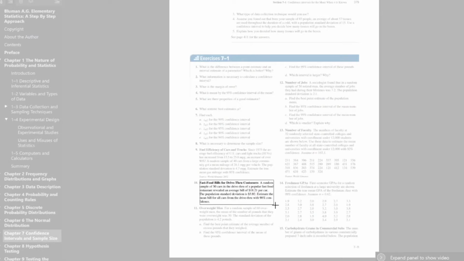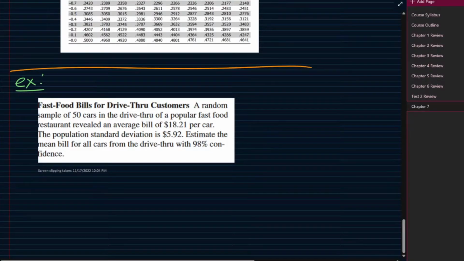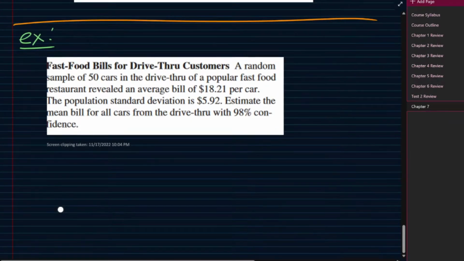Okay, so this question says a random sample of 50 cars in the drive-through of a popular fast food restaurant revealed an average bill of $18.21 per car. The population standard deviation is 5.92. Estimate the mean bill for all cars from the drive-through with 98% confidence. So we're using a small sample to extrapolate what the actual average would be.